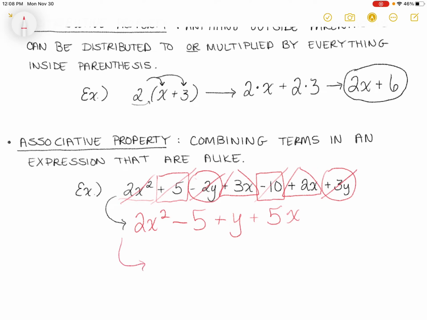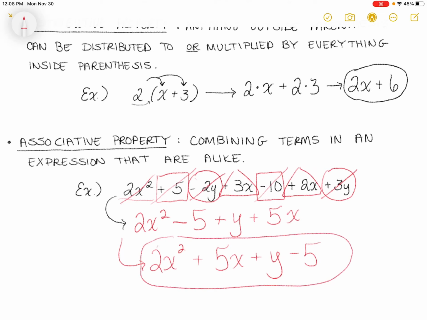So the letter that would come first, or the variable, is 2x squared. The next one would be 5x. Y comes after x, so y would come next. And then our constant always comes last because it does not have a variable. And this is the correct way to write your simplified expression.